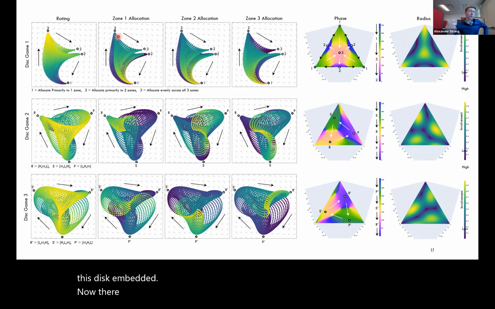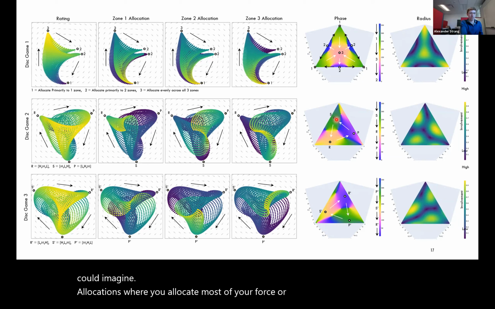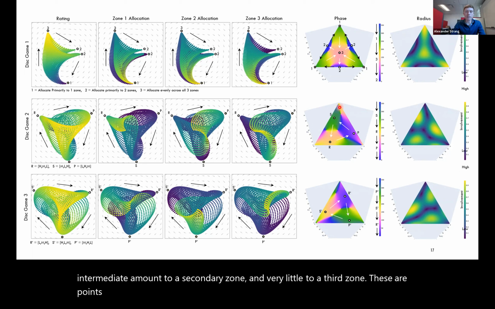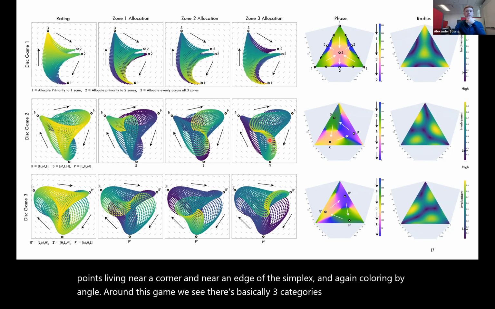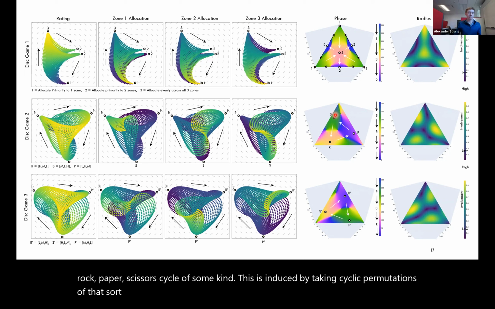Now, there are more equally important interlocked cycles here. For example, you could imagine allocations where you allocate most of your force or wealth to a particular zone, an intermediate amount to a secondary zone, and very little to a third zone. These are points living near a corner and near an edge of the simplex. And again, coloring by angle around this disk game, we see that there's basically three categories. Again, this is like a rock, paper, scissors cycle of some kind. This is induced by taking cyclic permutations of that uneven allocation ordering.